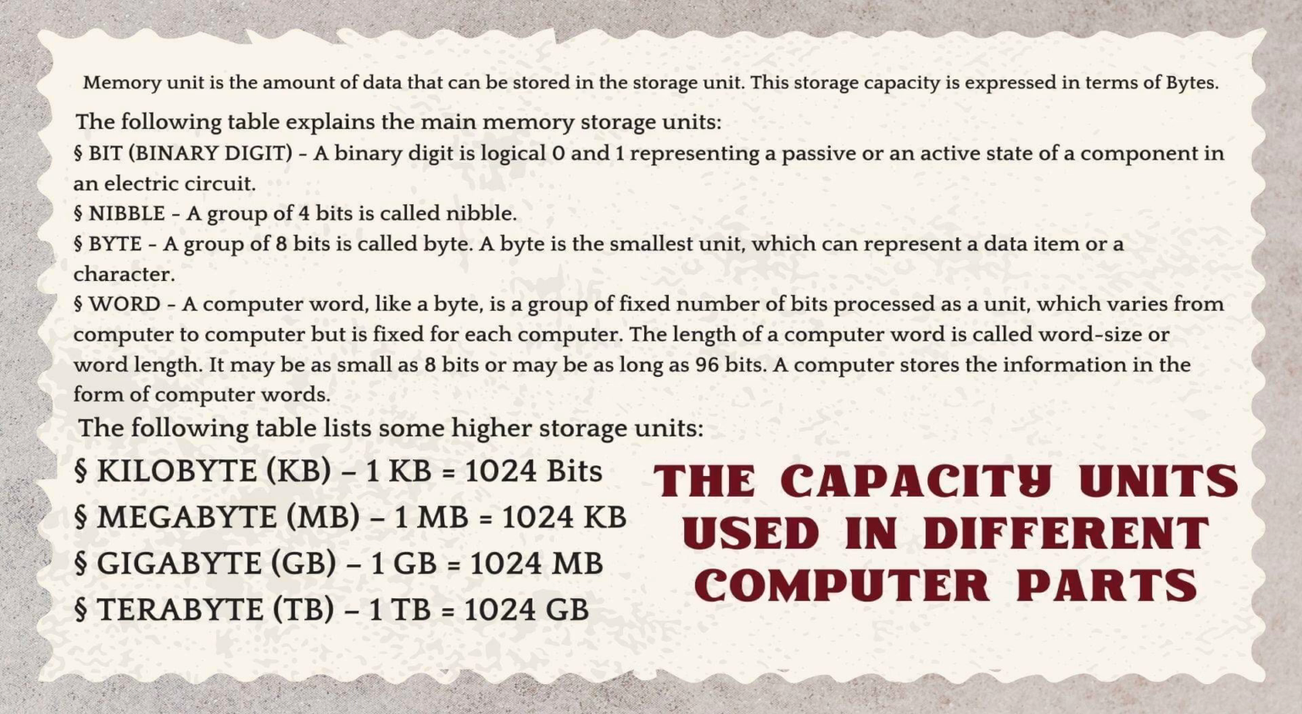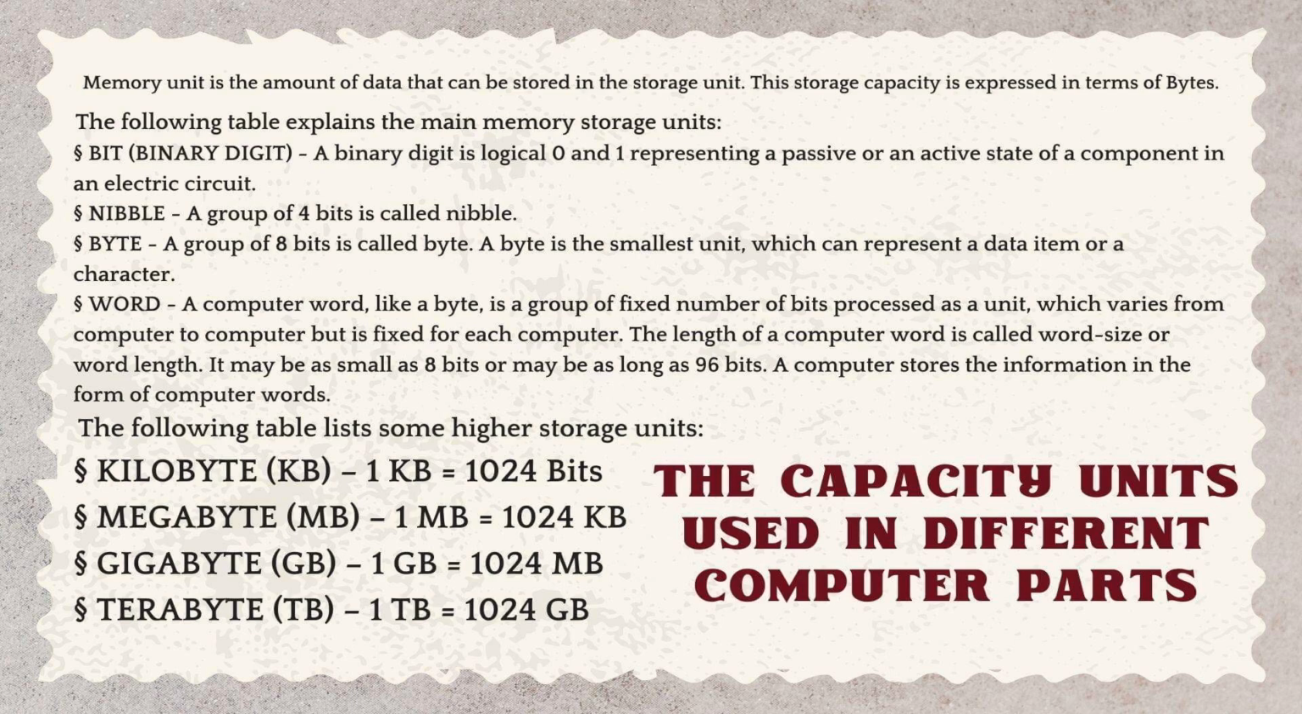Nibble. A group of 4 bits is called a nibble. Byte. A group of 8 bits is called a byte. A byte is the smallest unit which can represent a data item or a character. Word. A computer word, like a byte, is a group of a fixed number of bits processed as a unit, which varies from computer to computer but is fixed for each computer. The length of a computer word is called word size or word length. It may be as small as 8 bits or as long as 96 bits. A computer stores the information in the form of computer words.